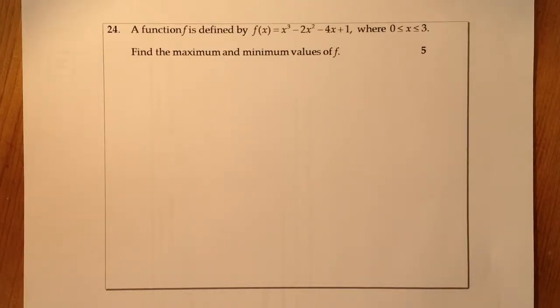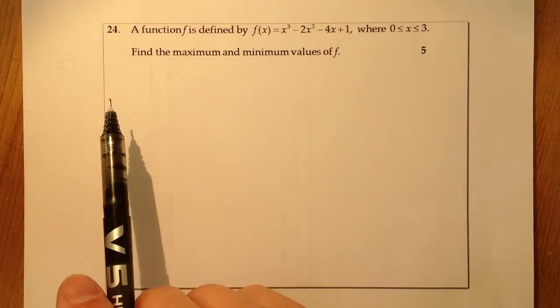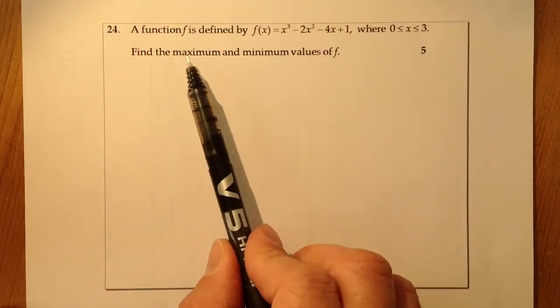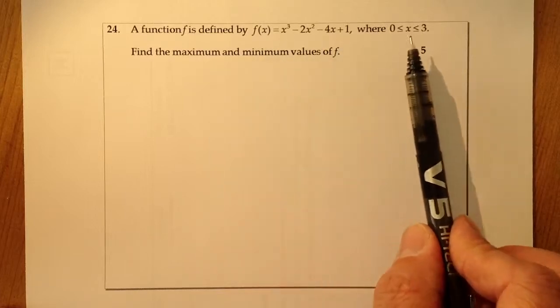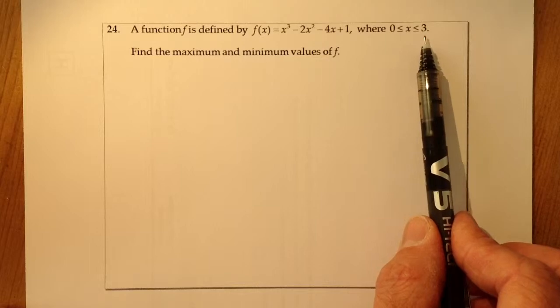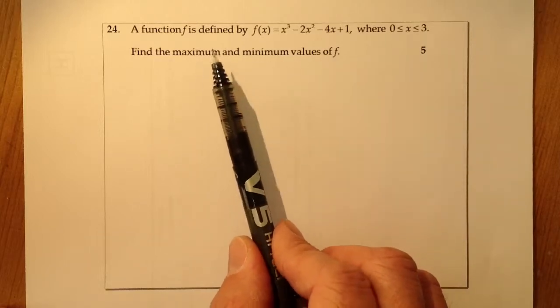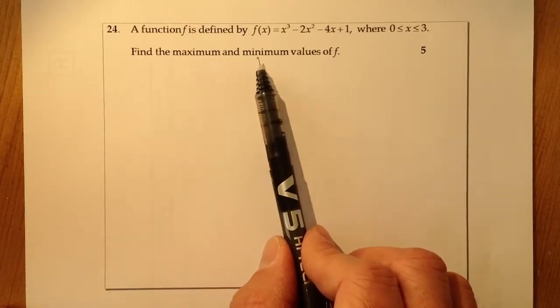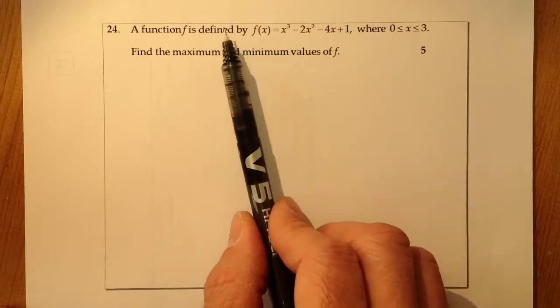This is Higher Maths, it's practice paper E. We're looking at question 24 in the non-calculator paper. We have a function f of x defined here, and what we have is a range that we're going to have to work between. So it's between 0 and 3 included for the values of x. We have to find the maximum and minimum values of f.